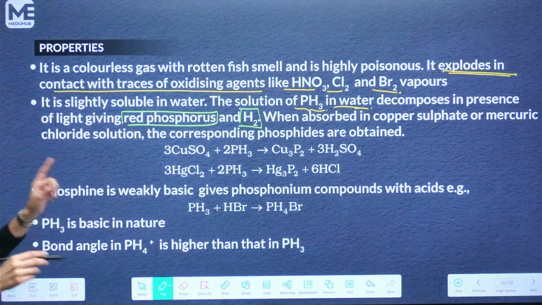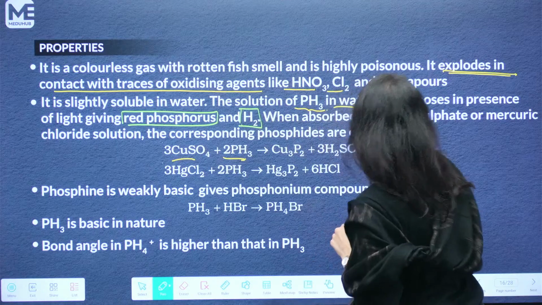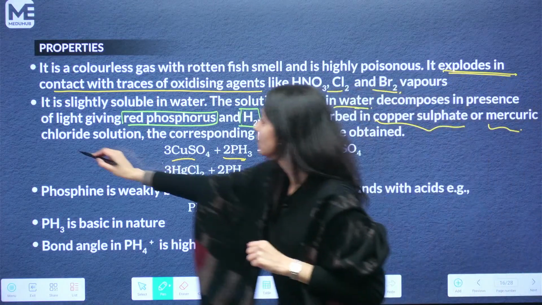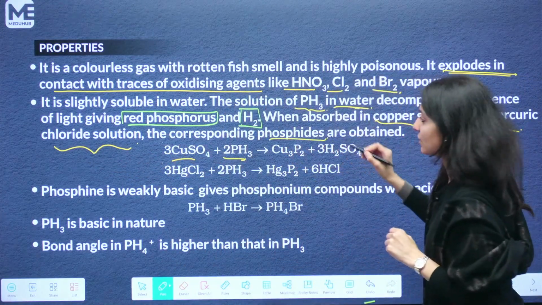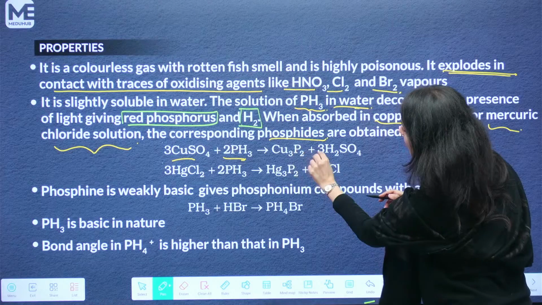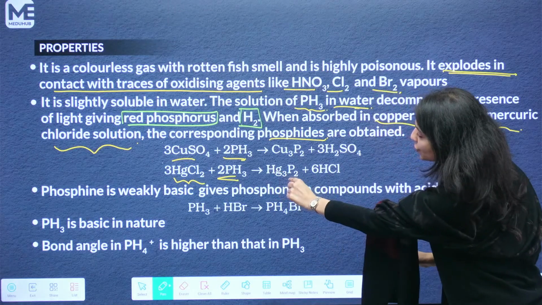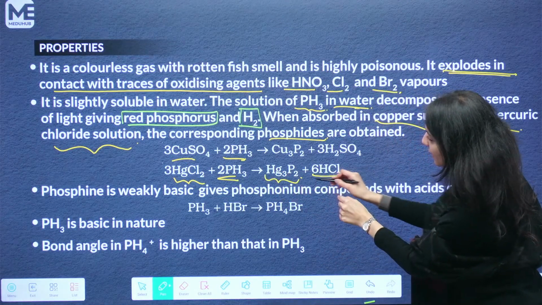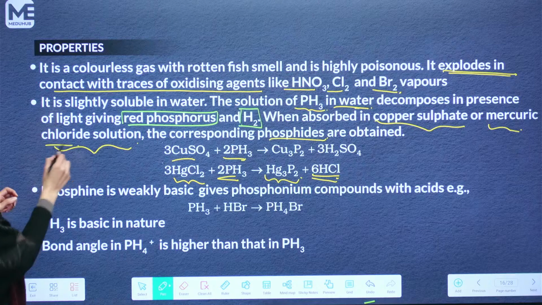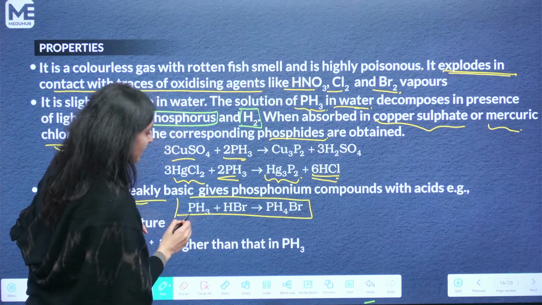ठीक है. नाउ व्हेन अब्सॉर्ब्ड इन कॉपर सल्फेट और मर्क्यूरिक क्लोराइड सोल्यूशन, फॉस्फीन क्या करता है, फॉस्फाइड्स बन जाते हैं. तो कॉपर सल्फेट के साथ इफ फॉस्फीन इज रिएक्टिंग, सो विल गेट कॉपर फॉस्फाइड एंड H2SO4. सिमिलरली HgCl2 के साथ इफ फॉस्फीन रिएक्ट्स, वी गेट Hg3P2 and HCl. So this is a reaction of phosphine with metal sulfates or chlorides. Now it is weakly basic, we have already discussed, because it gives this reaction with an acid like HBr or HI.